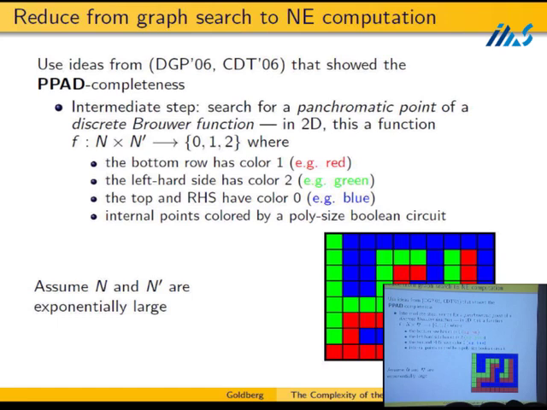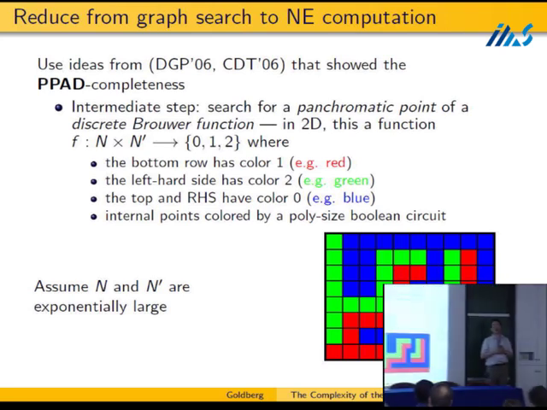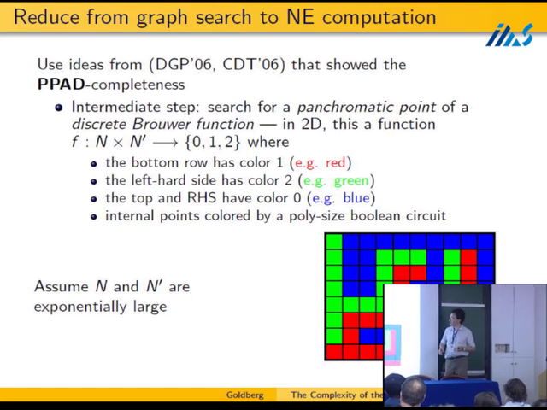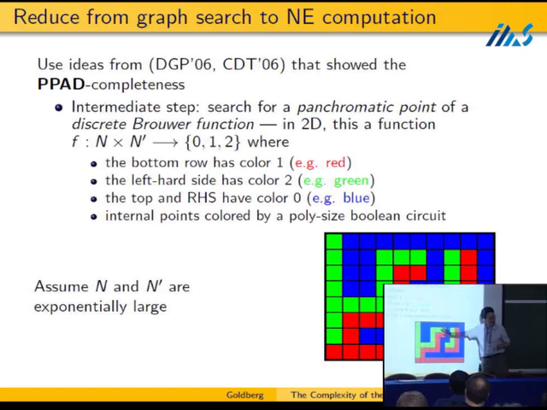What I have to do then is tell you a little bit about this reduction from End of Line to the problem of finding Nash equilibria of games. There is a key intermediate step of the reduction, an intermediate problem, which is the problem of finding a panchromatic point of a discrete Brouwer function. So what's a discrete Brouwer function? In 2 dimensions, let me make most of my diagrams 2-dimensional.